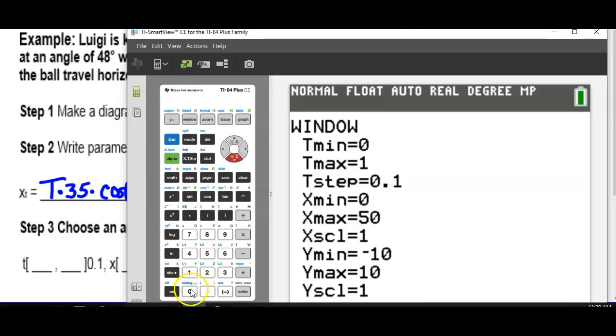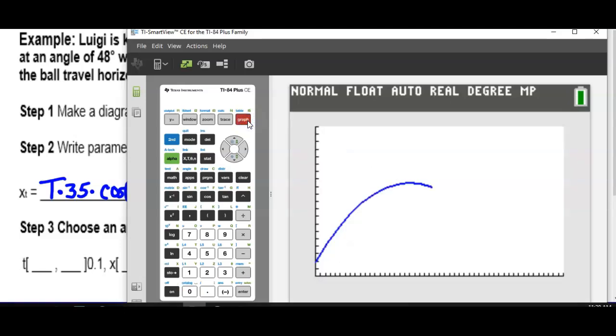Y is height. We don't need more negative height, but this might go more than 10 feet in the air, so I'm going to put a 20. And I'm going to graph it. I told you, if you don't put enough time in, it'll just stop in midair, okay? That's the position of the ball after 1 second.